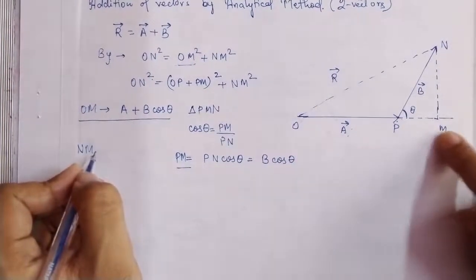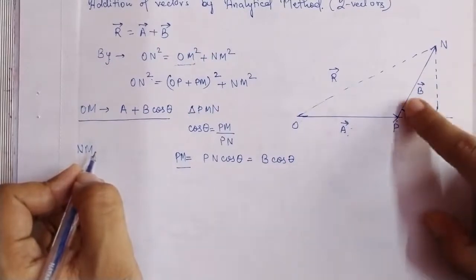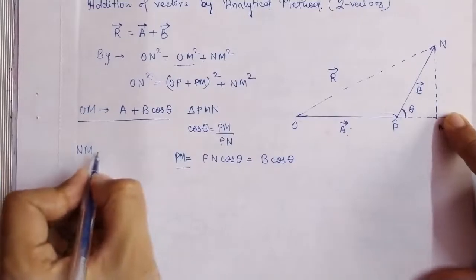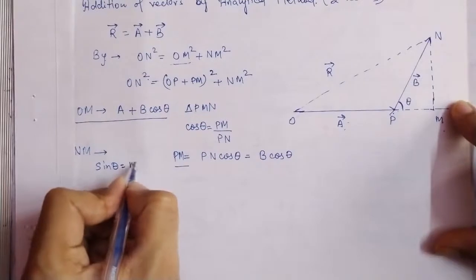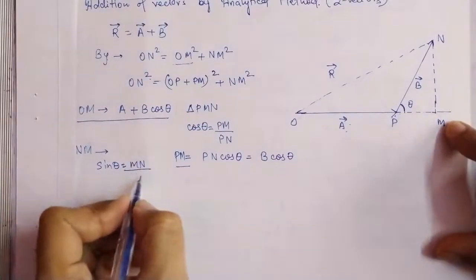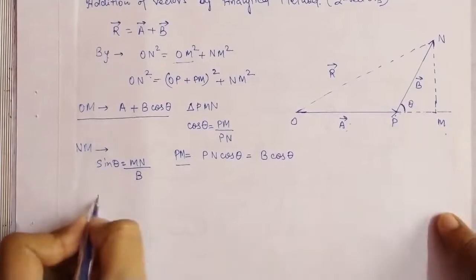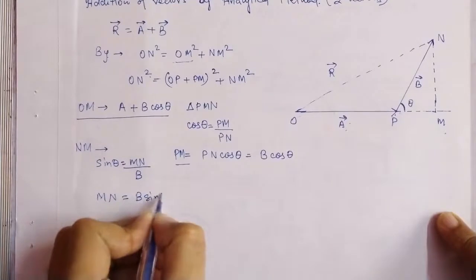Okay, so if you again see this triangle, I want to know MN and I already know the PN. So I can use sine theta here. Sine theta will equal what? Perpendicular, that is MN, and hypotenuse, that is equal to B. So this MN will equal B sine theta.